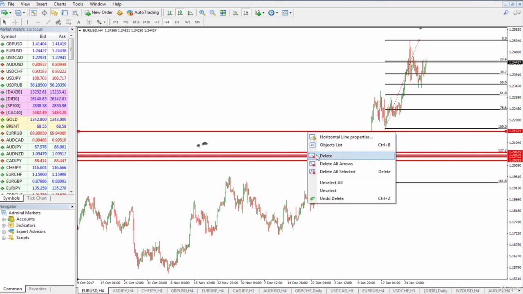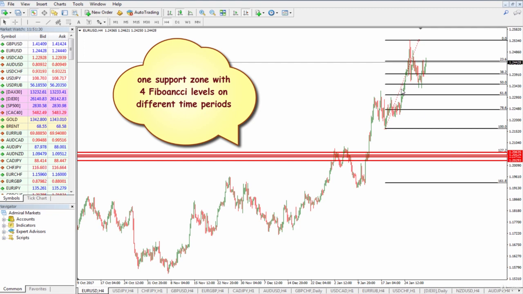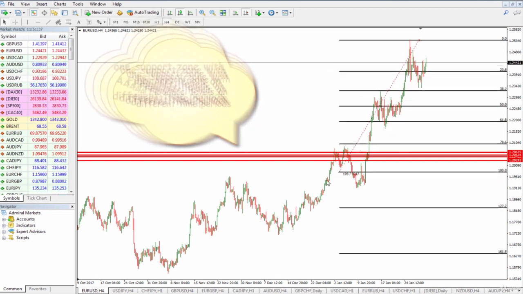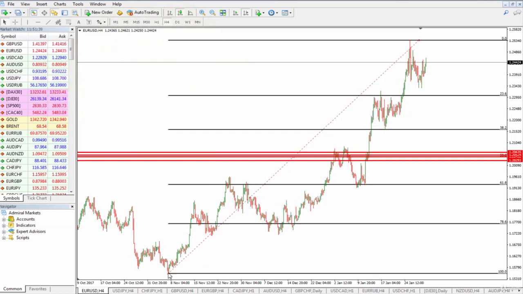Okay, let's summarize. We have a zone in which there are 4 Fibonacci levels: 3 levels of Fibonacci retracement, and 1 level of Fibonacci extensions. So what did we get? Instead of a few scattered supports on the graphic, we got a good support zone. This does not mean that the price will surely rise if it falls into this zone, but if it does, we would definitely have a good chance to open a buy trade.